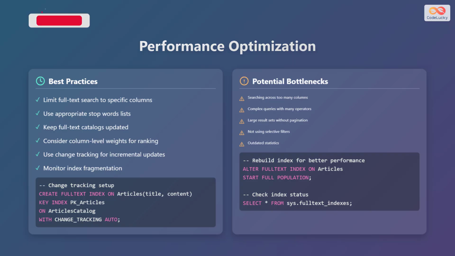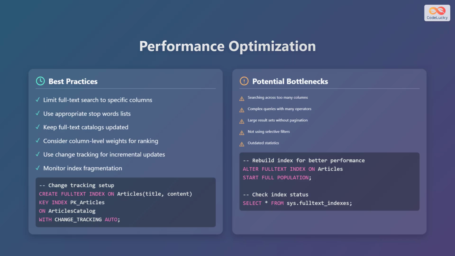Let's discuss performance optimization for full-text search. For best practices, limit full-text search to specific columns, use appropriate stop word lists, keep full-text catalogs updated, consider column-level weights for ranking, use change tracking for incremental updates, and monitor index fragmentation.